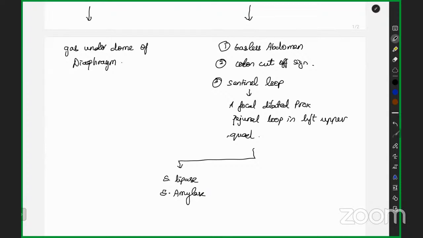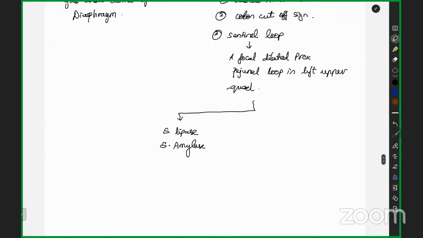Now I have taken the serum lipase and serum amylase levels, and they are going to be more than 3 to 5 times the normal value. So if it is 3 to 5 times the normal value, what you're going to do is start your treatment protocol.